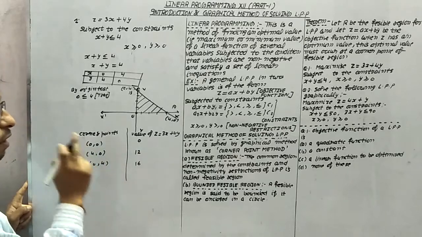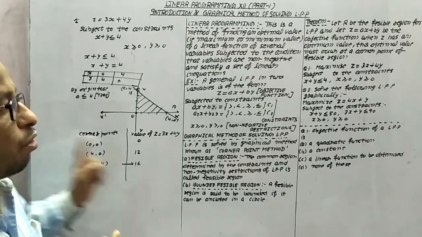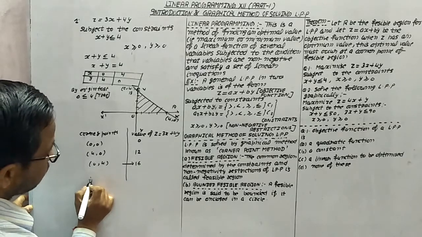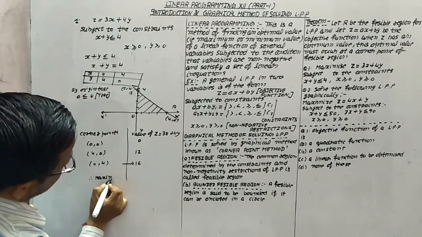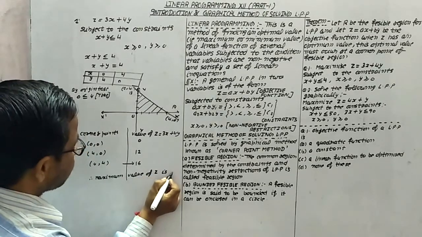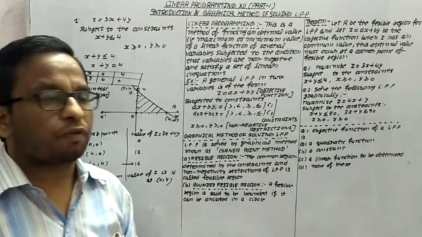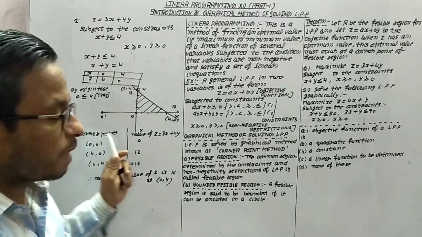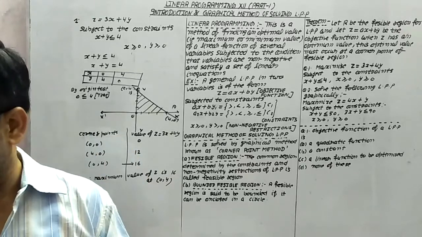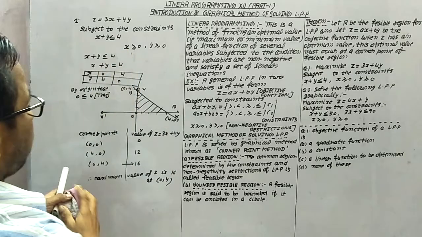So what are we observing, what is the maximum value? The maximum value of z is 16 at the point (0, 4). So what they were saying, find the maximum value of z. So according to this, we can say the maximum value of z is 16 at the point (0, 4). So this is the way to find the value of the objective function by the corner point method. So we will solve other problems also in which we have more than one constraint.